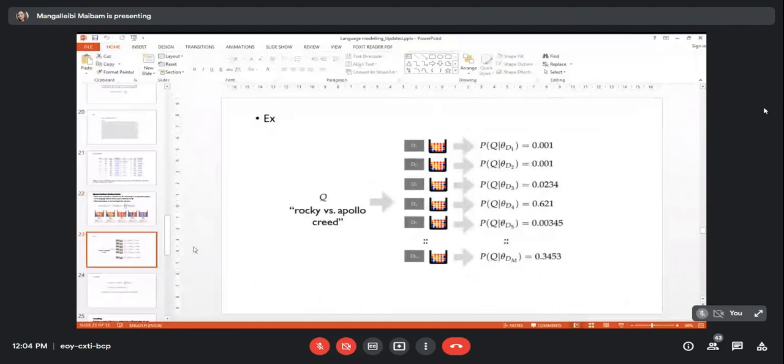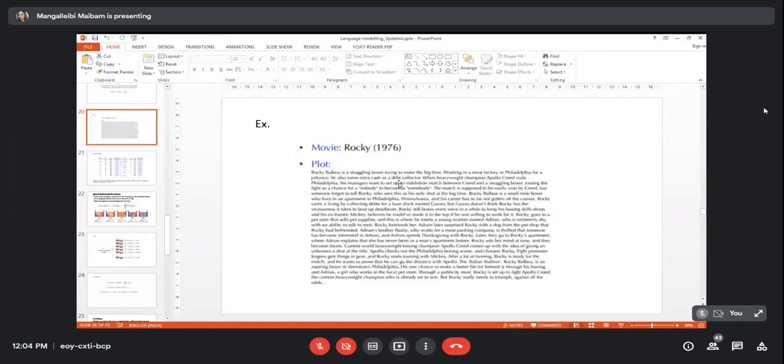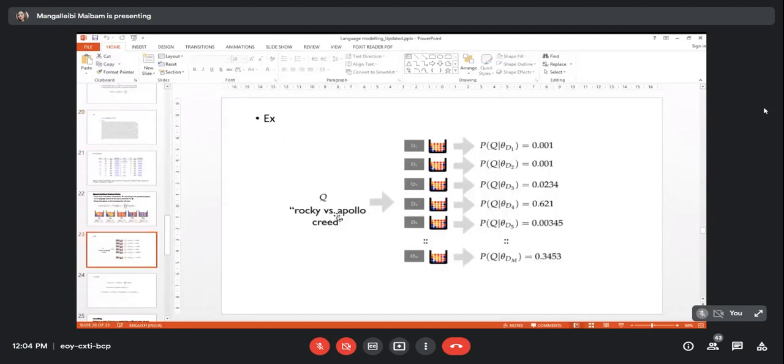So before we find the score, we are taking a query, Rocky versus Apollo Creed. This Rocky versus Apollo Creed query is taken from this plot, from this document, Rocky. From this plot, we are taking the query. So now our query is Rocky versus Apollo Creed.